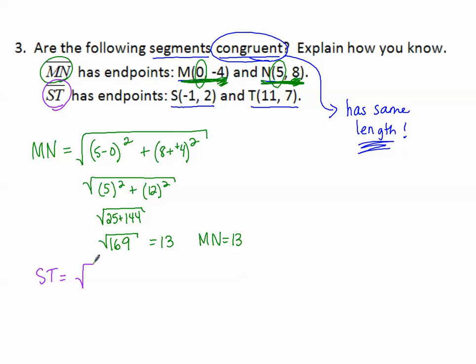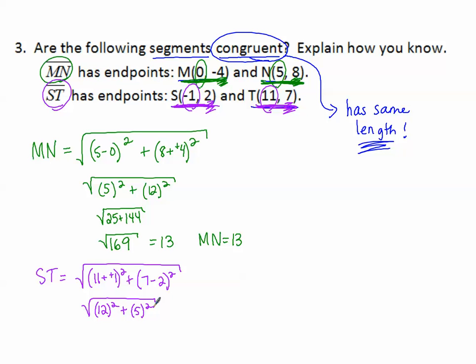ST equals, put our square root. S is here, T is here. Look at the x's first, 11 and -1. 11 minus -1, plus 2 and 7, so 7 minus 2. Now let's simplify. 11 minus -1 is like 11 plus 1, so that is 12 squared. Plus 7 minus 2 is 5, so that's 5 squared.